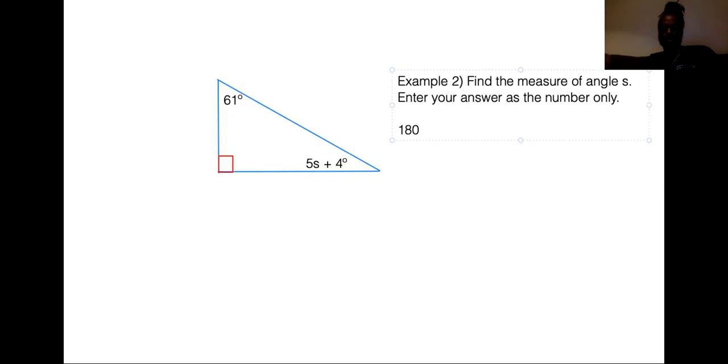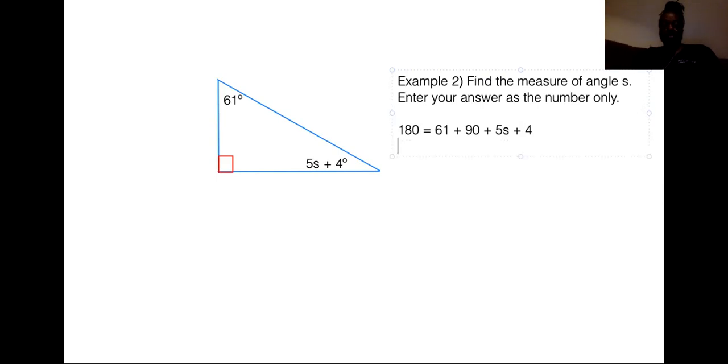So I'm going to start off by saying 180 degrees will be equal to me adding all of these angles inside of this triangle up together. So 180 degrees would be equal to me doing 61 plus, we know that this box is a right angle. It signifies a right angle, and right angles are 90 degrees. So I'm going to put 90. So 61 plus 90 plus, and then I'm going to put this entire thing here, 5s plus 4. And it doesn't necessarily need to be in parentheses because we're going to combine like terms anyway.